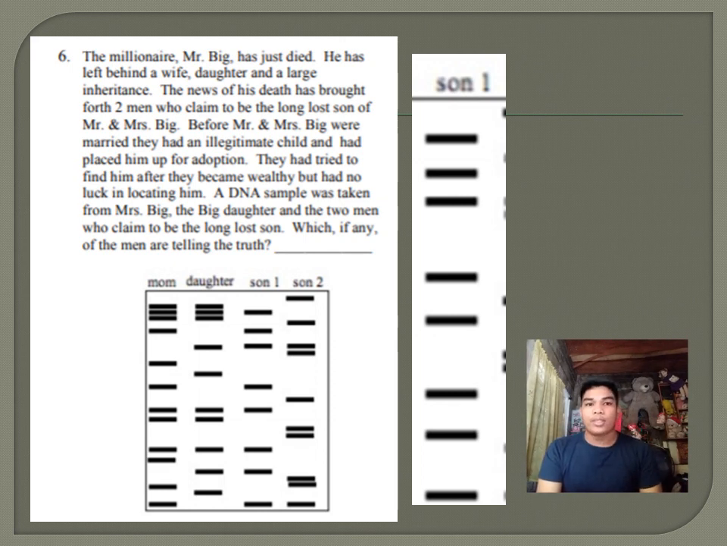A DNA sample was taken from Mrs. Big, the Big daughter, and the 2 men who claim to be the long-lost son. Which, if any, of the men are telling the truth? Son 1 is telling the truth, and son 1 is the son of Mr. and Mrs. Big.